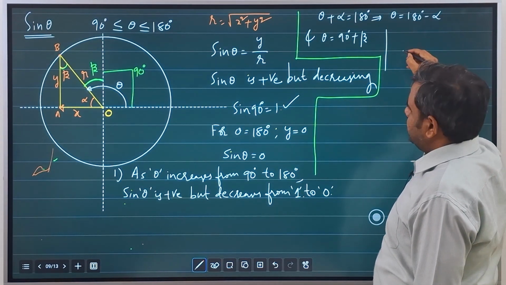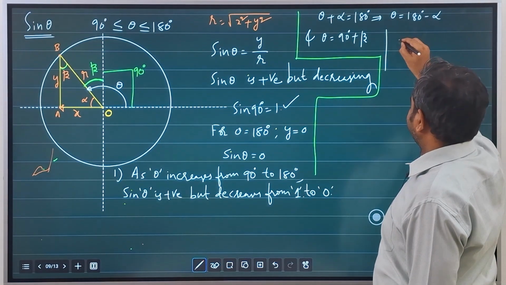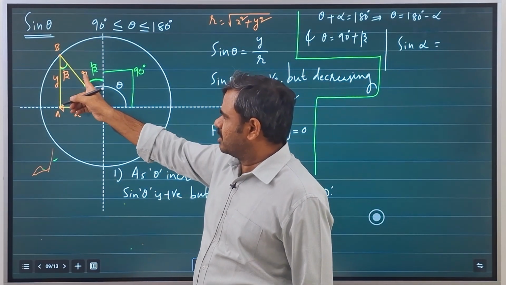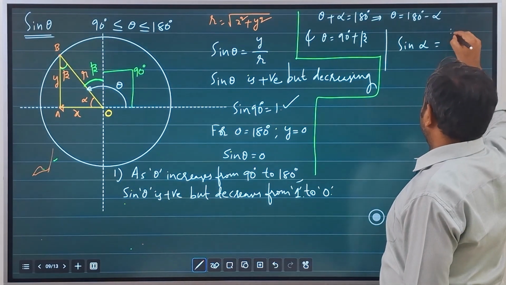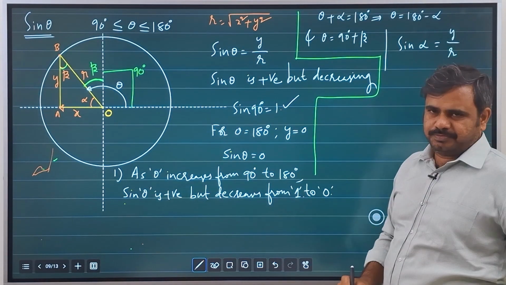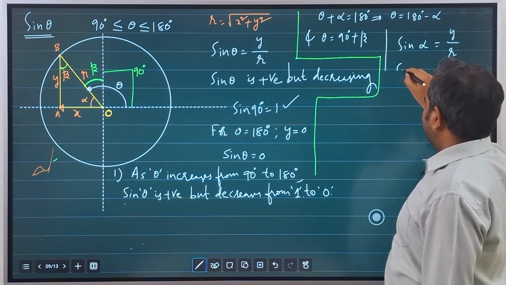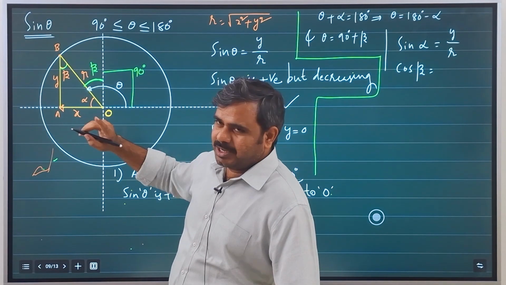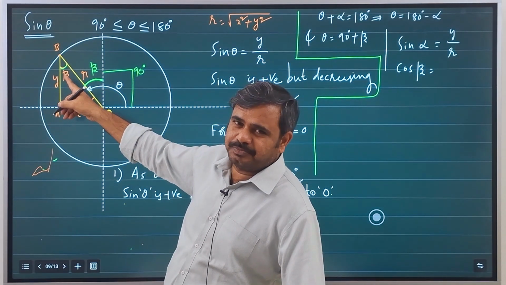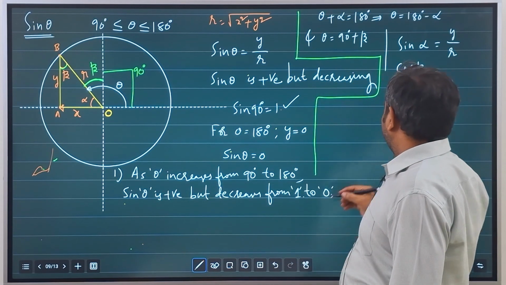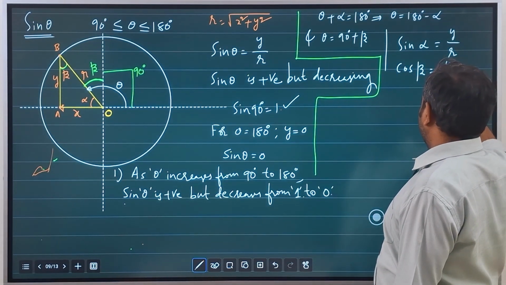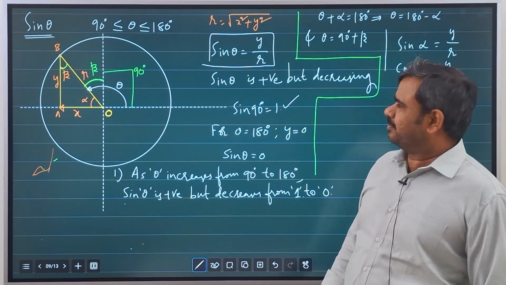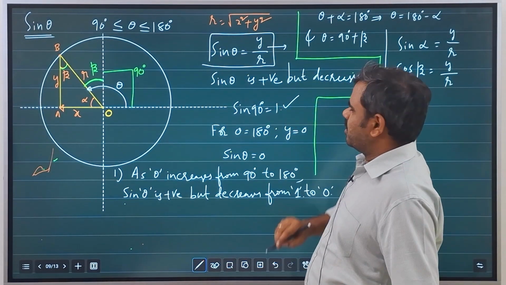Now, look at sin alpha. Look at the right angle triangle. Sin alpha is equal to opposite side by hypotenuse. So sin alpha is equal to y by r. Look at cos beta. Cos beta is also equal to y by r. Y is the adjacent side of angle beta, so we can write cos beta is equal to y by r. We also got sin theta is equal to y by r.